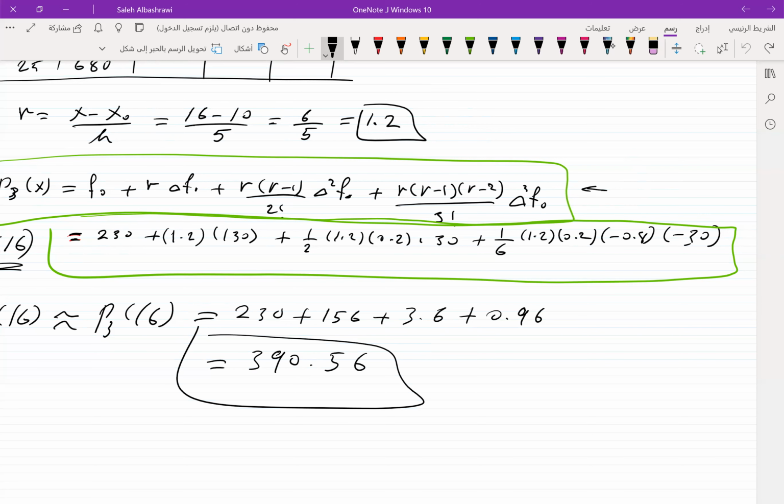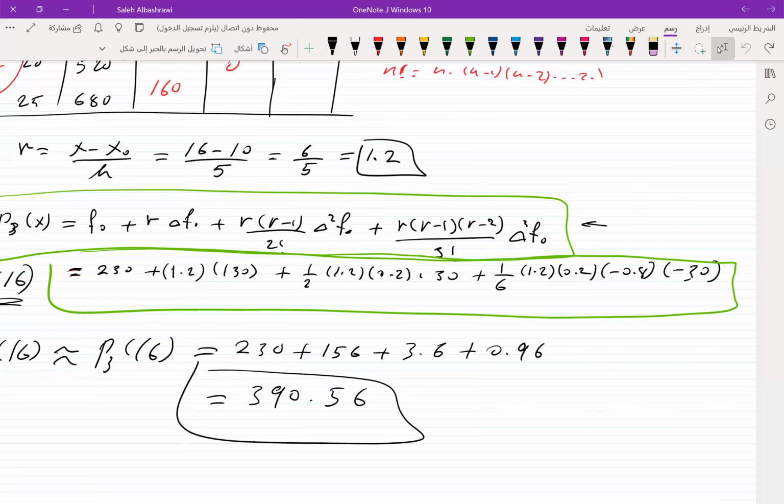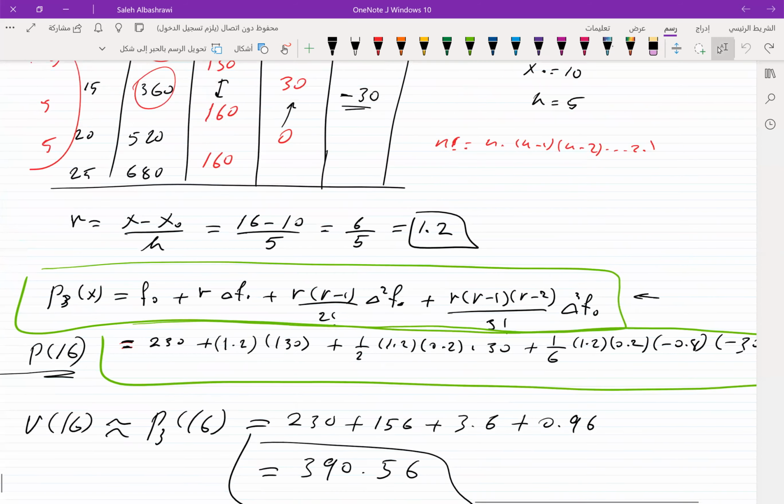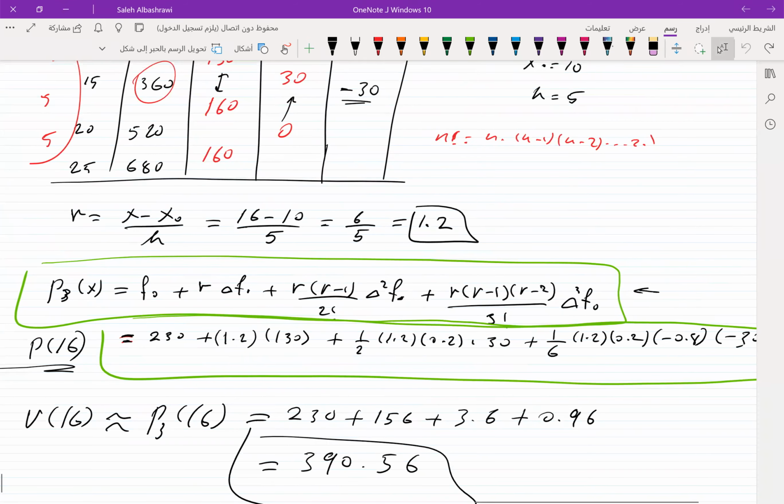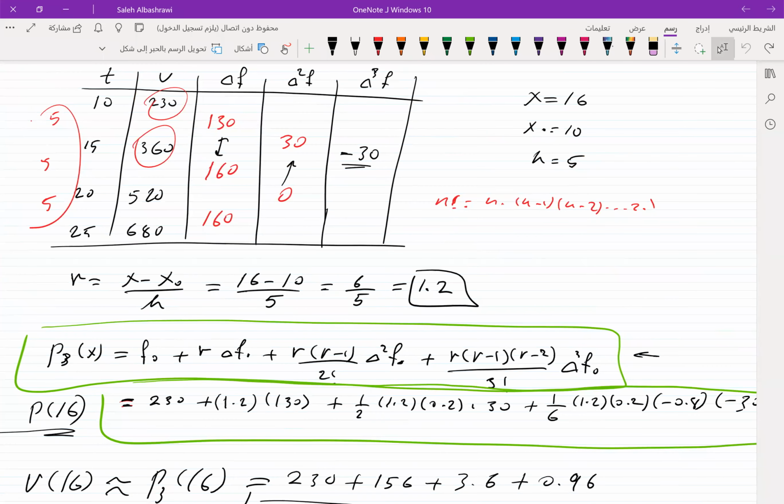So this is the approximation value for the velocity of the rocket after 16 seconds. And you can see 16 position. So the expected value will be between 360 and 520, and it was given by 390, which is okay.